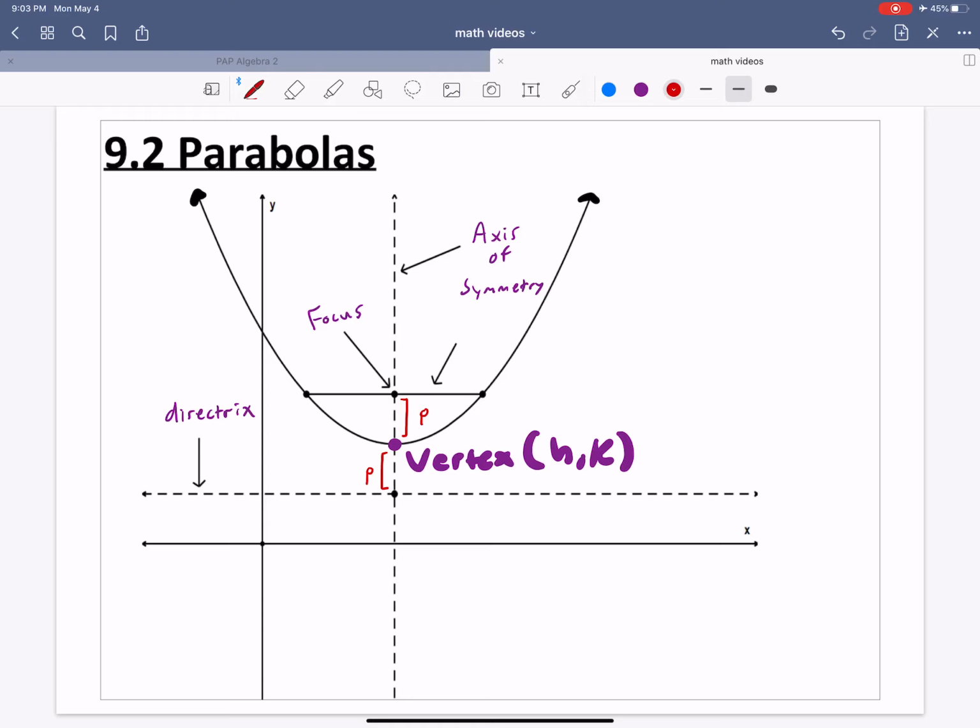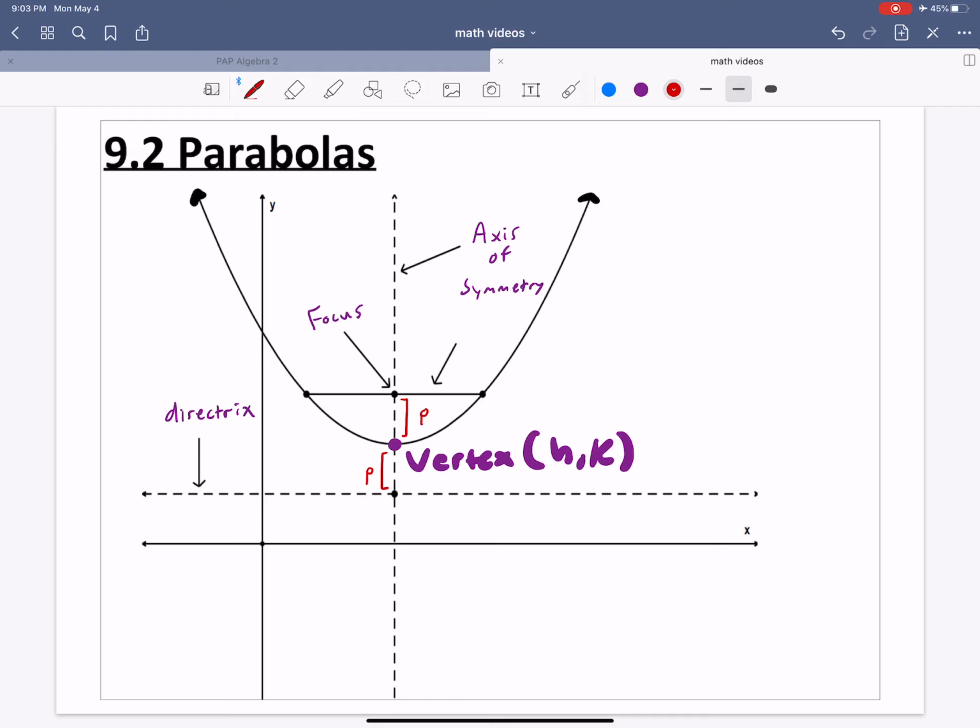Now, that doesn't make any sense to you right now. You're like, p units? What the heck does that mean? P-U, that stinks. No, okay, bad joke. P units is the distance from the vertex to the focus and also from the vertex to the directrix. We'll address that in the next slide, but for right now, I do want you to label that on your picture here.